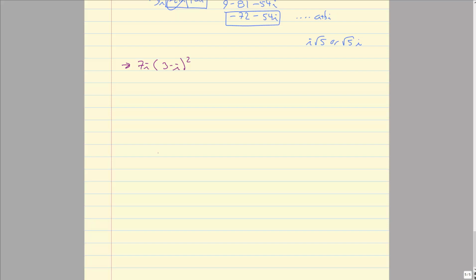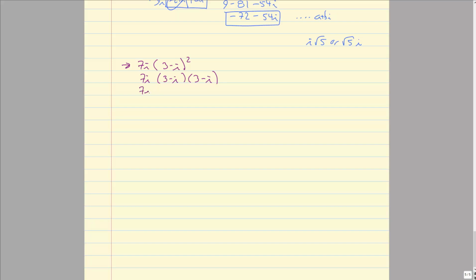So what I would want to do here is write out what the meaning of this is. Now remember, 3 minus i quantity squared is not 3 squared minus i squared. That's not what this is. Okay. So what we can do from here then is I can go ahead and take 3 minus i times 3 minus i and then distribute the 7i, or I can take the 7i and distribute it through to the 3 and the i, but not to both, just the first one.